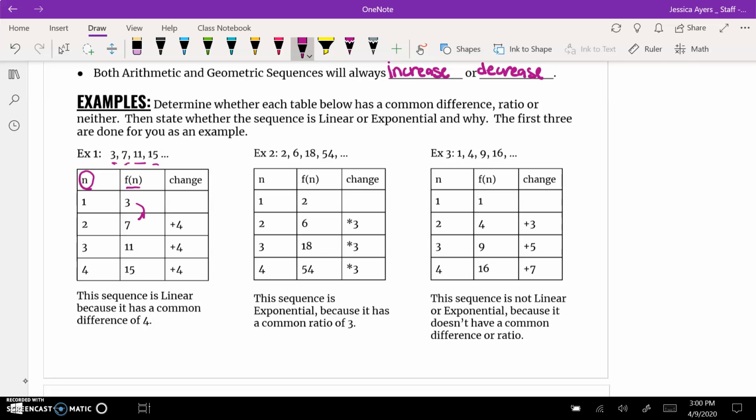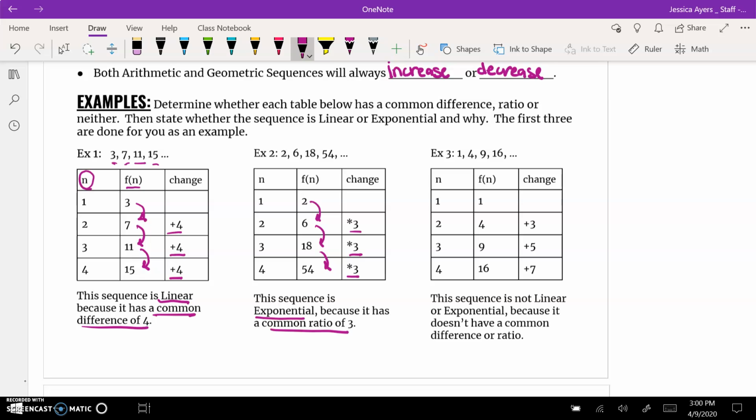We can see that to get from 3 to 7, we add 4. And to get from 7 to 11, we add 4. To get from 11 to 15, we add 4. So we can say that this sequence is linear because it has a common difference of 4. In example 2, same thing, fill in our term number, fill in the terms. We see that to get from 2 to 6, we multiply by 3. To get from 6 to 18, we also multiply by 3. And 18 to 54, we multiply by 3. So we know that that sequence is exponential because there is a common ratio of 3.